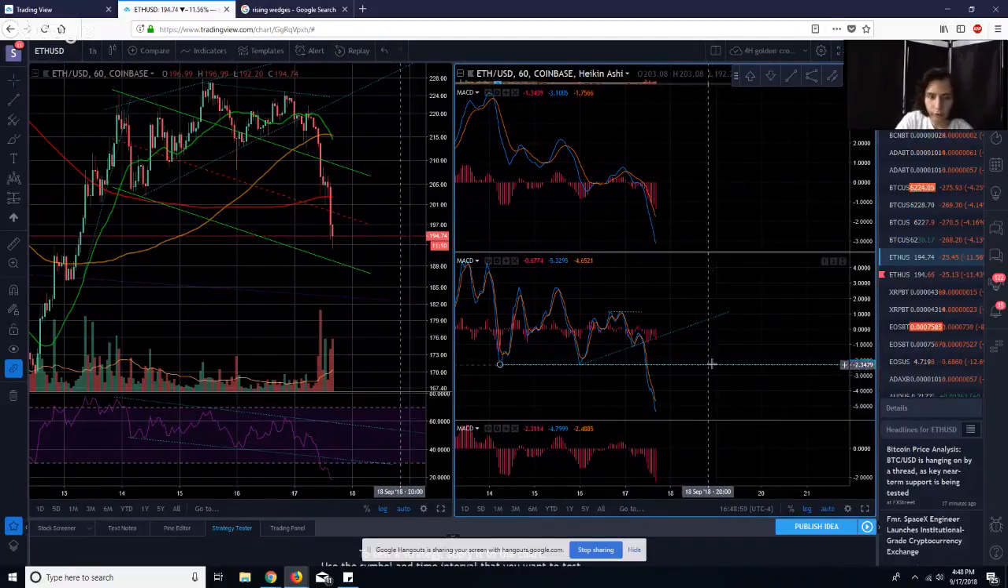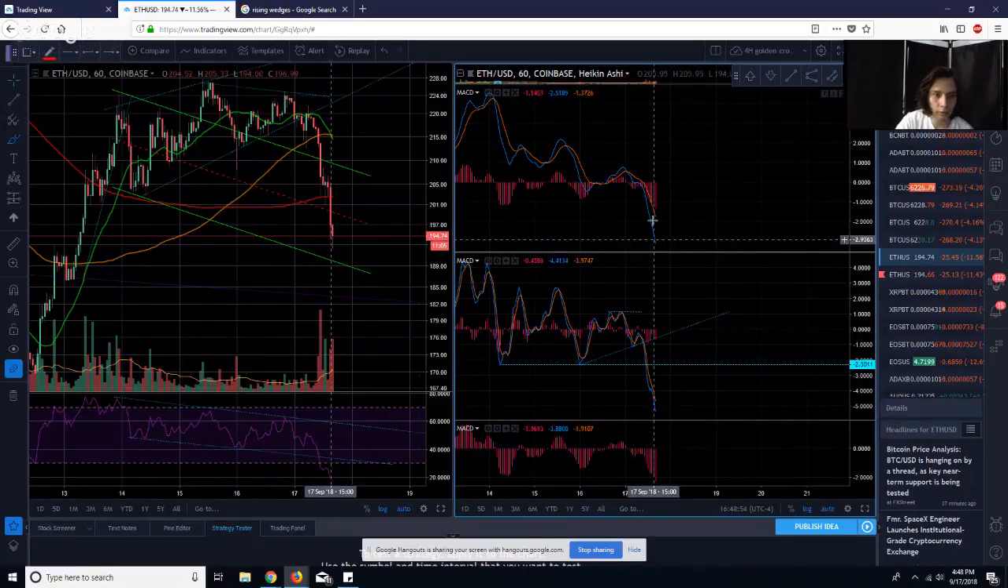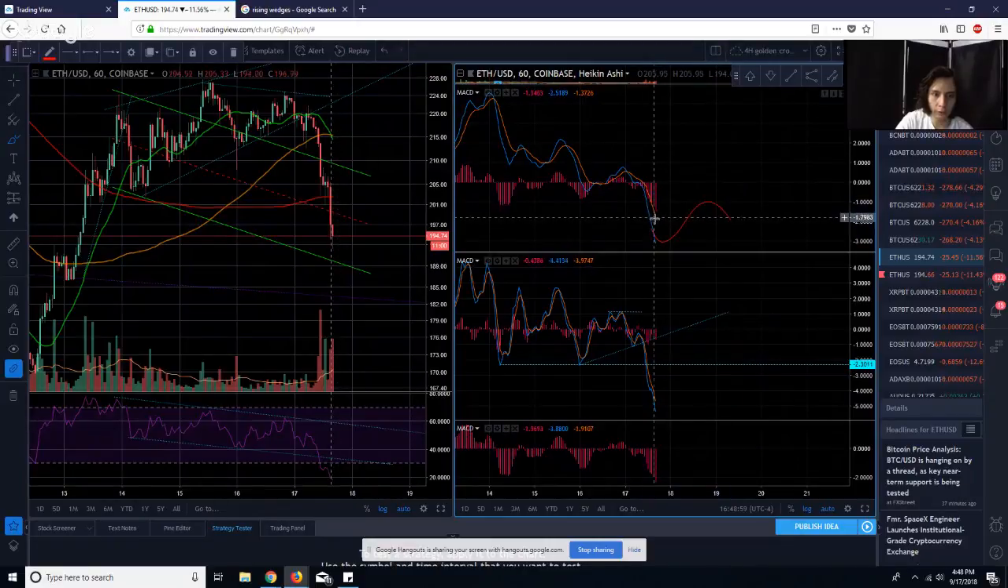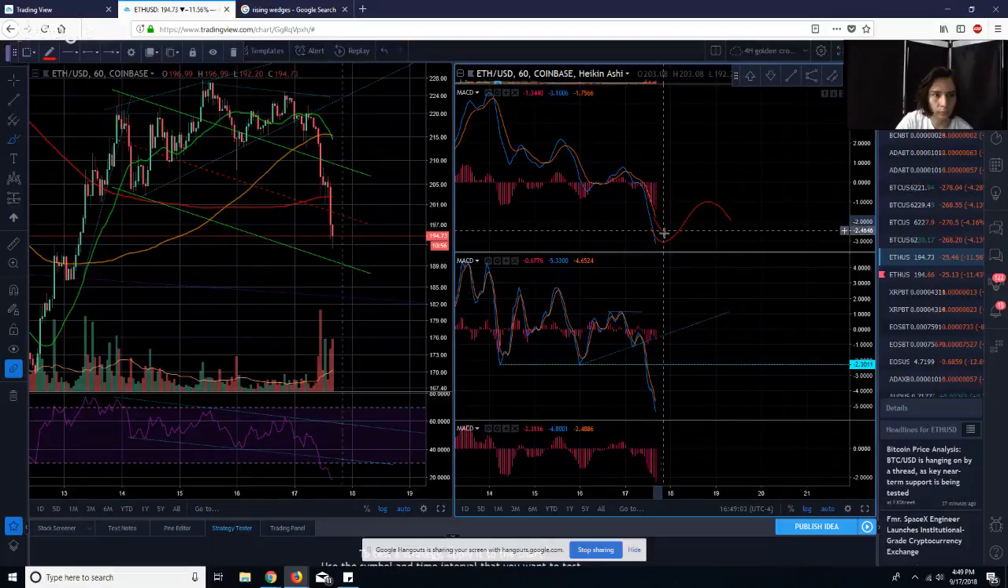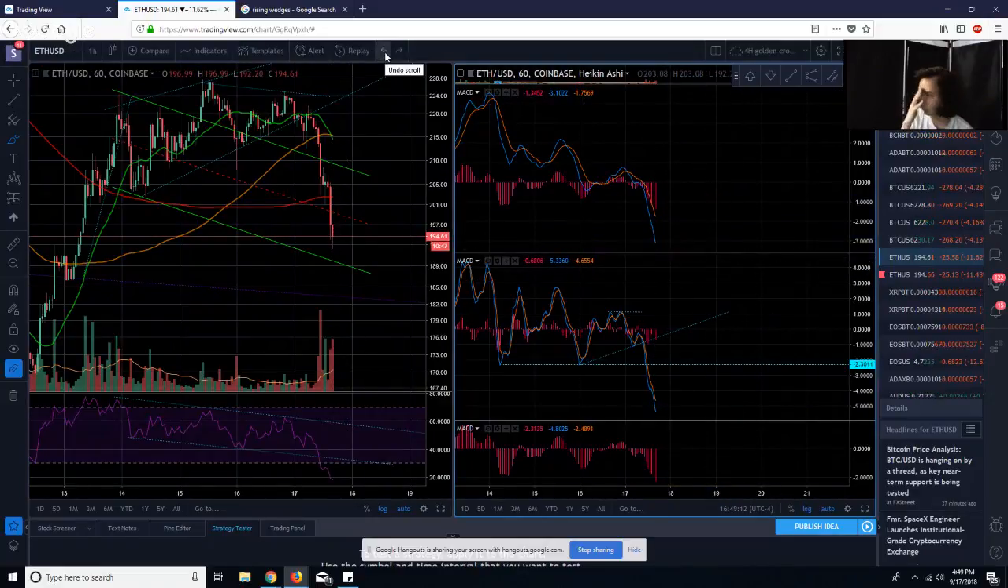If we can't break this trend line right here, we'll probably get something like this, where it looks like we'll start moving up, but something like that. Exactly, that's when you'd buy in.